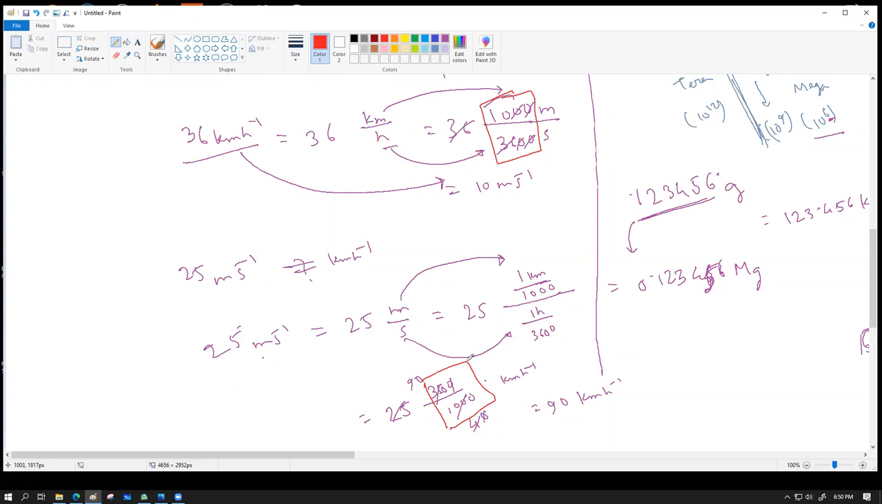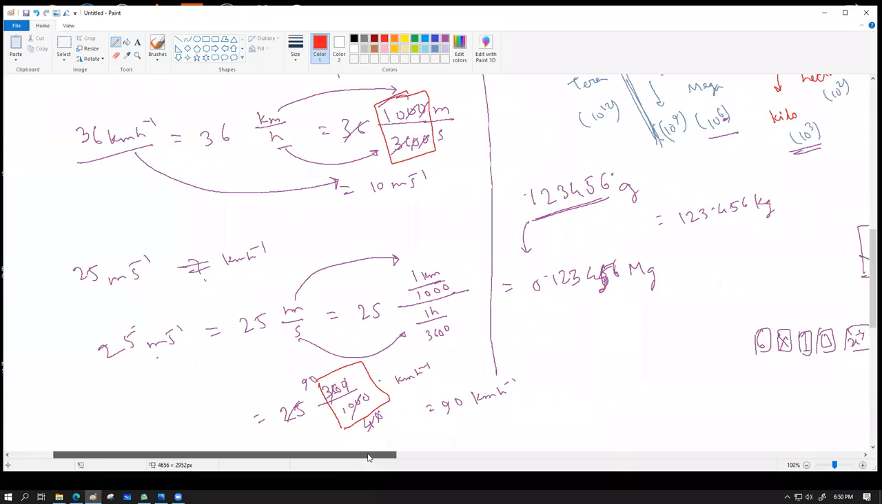You multiply 25 with this number, you get the kilometer per hour. So if I find the shorter version, the reduced fraction of this number, 1000 divided by 3600 gives you how much? It gives you 5 by 18. Or if you have difficulty remembering 5 by 18, be my guest and remember 10 by 36. They're both the same. Do you see they're both the same?